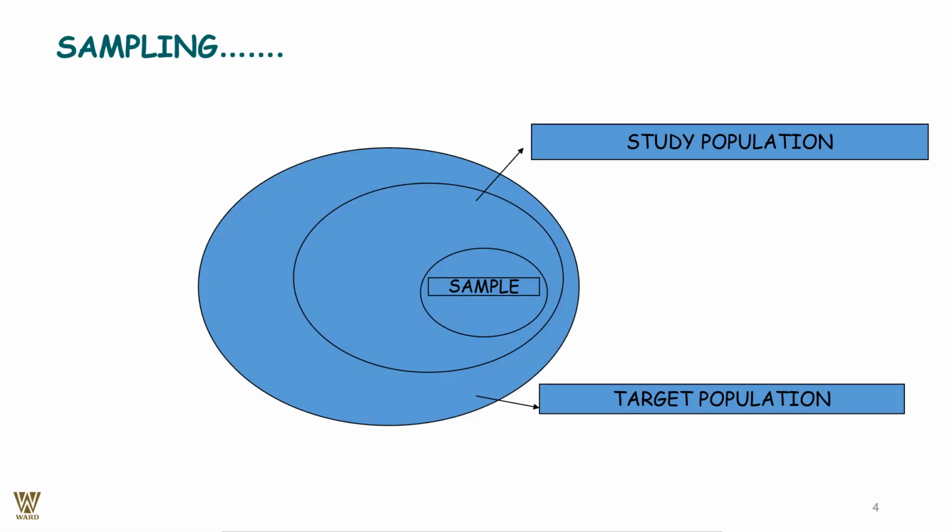So sampling is nothing but this. The study population and the target population is what we are talking about. So the target population is this. This is the study population. But here is what we are talking about in terms of the sample, and that would be true for both the study population and the target population.